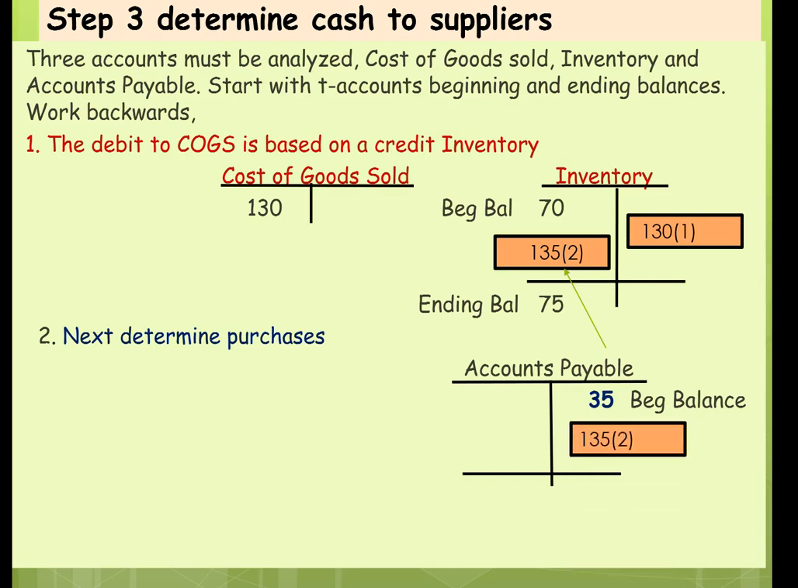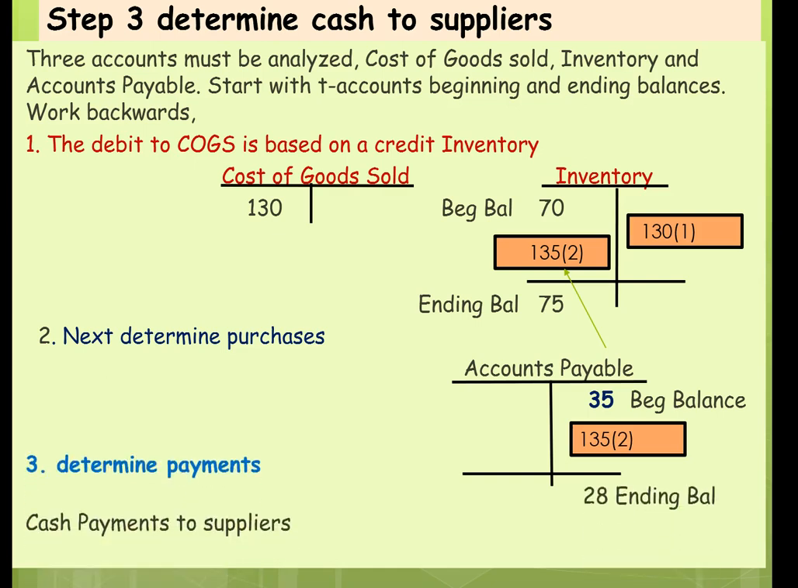Okay, then for accounts payable, we know that means we would have credited that amount, assuming all of our purchases are on account. We know our ending balance, which means that we must have paid out 142,000. So that's going to be the cash payments to suppliers.